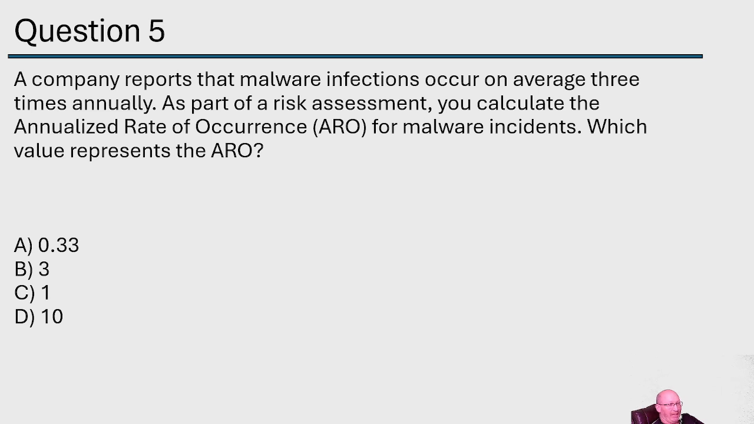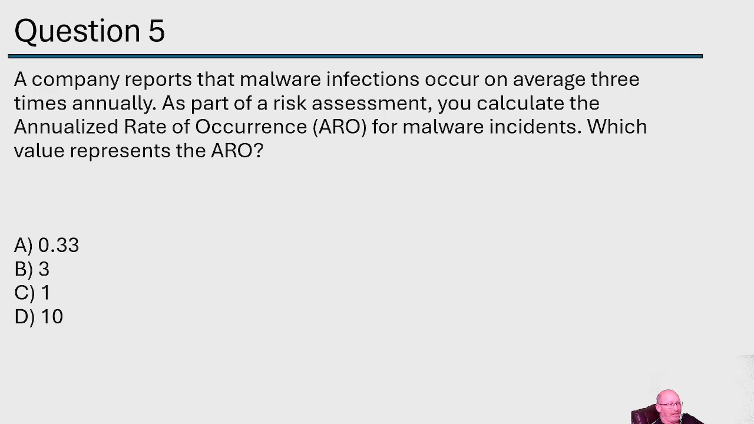Is it B, 3? Do we have an annual rate of occurrence of 3? Or is it 0.33? Do you remember what ARO is? Do you remember how to calculate an ARO? Do you remember the calculation for ARO? All right, let's think about this. I'm going to give you a second. It's either A or it's 3. Which one do you think it is?